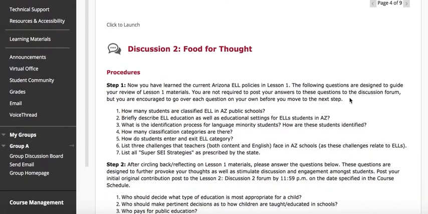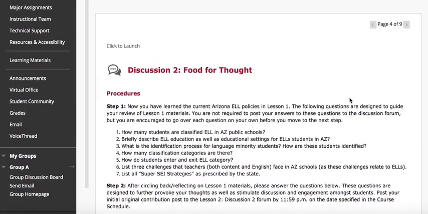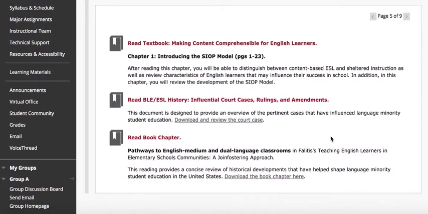The second discussion is food for thought, right? And thinking about ideas from last week and how they also relate to Lesson 2 materials. So that's your second discussion board for this week. You're also going to see some required readings for this week.